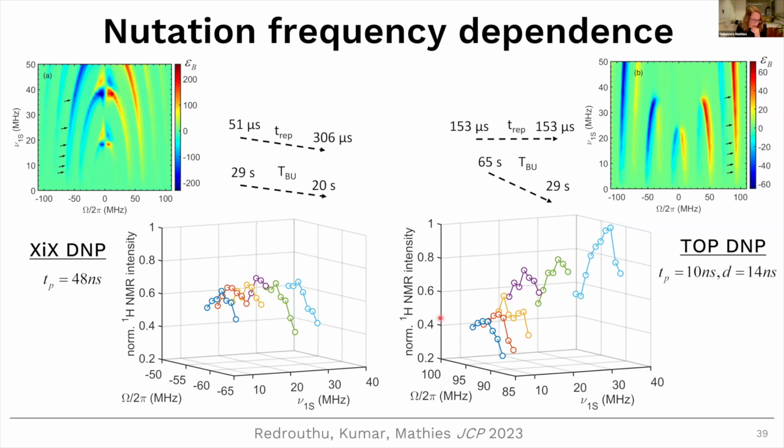And much to our surprise, and somewhat in contradiction with the simulations, we found that for TOP DNP, the higher the nutation frequency, the higher your enhancement becomes. However, for XIX, we found that it doesn't really matter what your nutation frequency is. Already at a nutation frequency of 7 megahertz, the performance is pretty much optimal. The only thing that you'll notice is that there's a slight decrease in the build-up time of the bulk polarization.